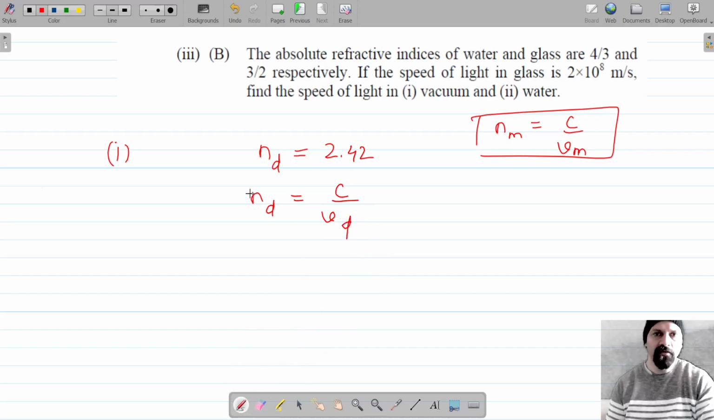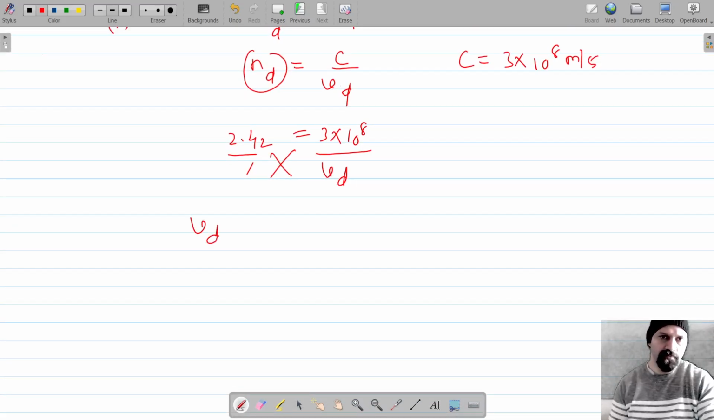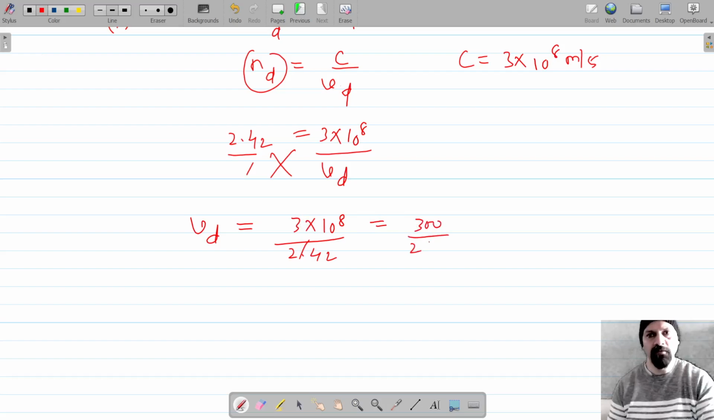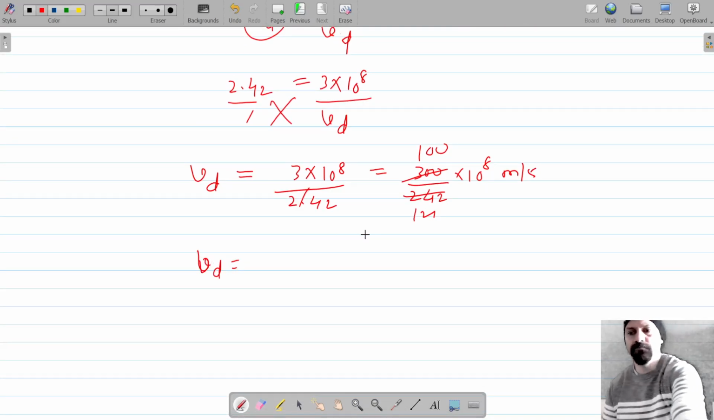Here the medium is diamond and the refractive index of diamond is 2.42. We all know the speed of light is 3 into 10 raised to the power 8 meter per second. So 2.42 is equal to 3 into 10 raised to the power 8 divided by the speed of light in diamond. If we cross multiply this, the speed of light in diamond is equal to 3 into 10 raised to the power 8 divided by 2.42. If we remove the decimal point, this is 300 divided by 242 into 10 raised to the power 8 meter per second.